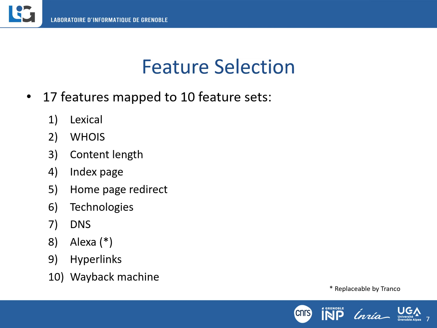We use 17 features from 10 categories. Lexical features extracted from the domain name, registration data from WHOIS and RDAP, content length, index page related features, homepage redirections, used web technologies, DNS features, Alexa rank, number of hyperlinks, and snapshots from Wayback Machine. As Alexa is no longer available, we propose that it be replaced by the Tranco list in future work.